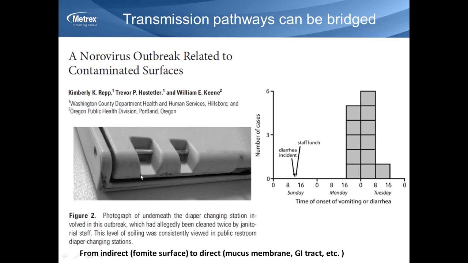the surface. People touched the surface, and people also used the door handle of the bathroom. That's why the norovirus spread from one person to an environmental surface, and then from the environmental surface back to people, causing a norovirus outbreak. So the message we can learn from this case study is that norovirus can be transmitted indirectly, through a fomite surface, to the mucous membrane and the GI tract. From this case study, we can see the role the environmental surface is playing.